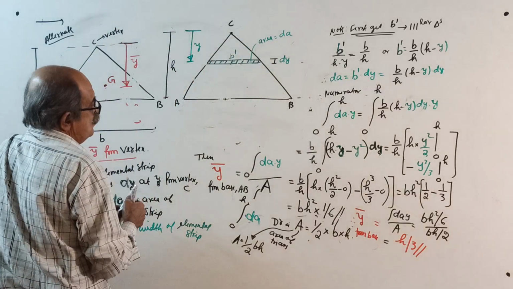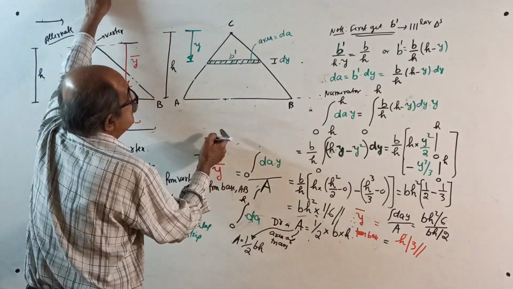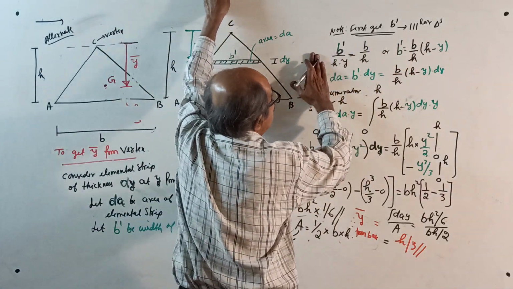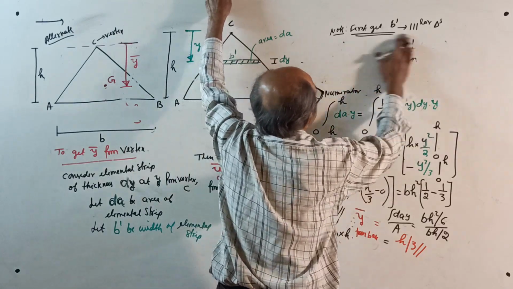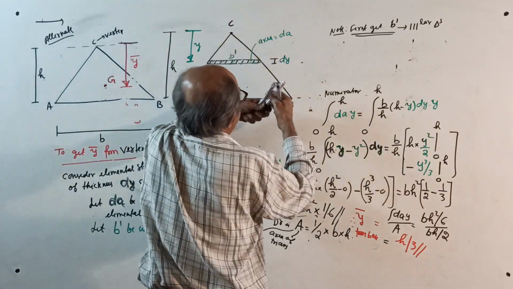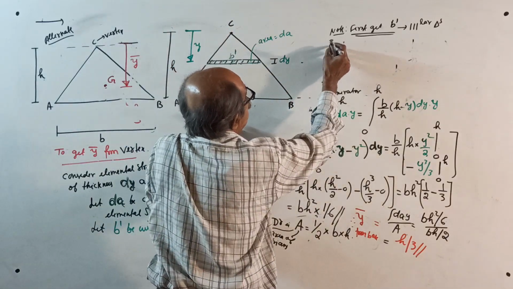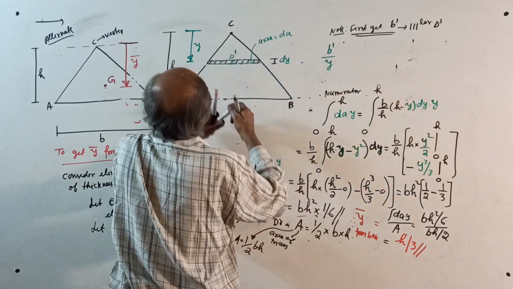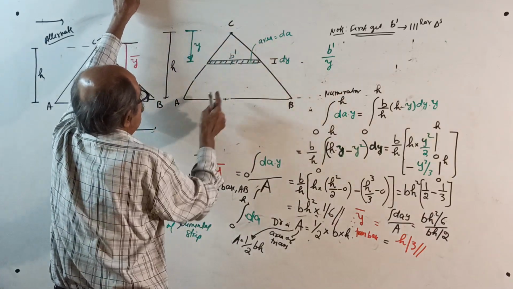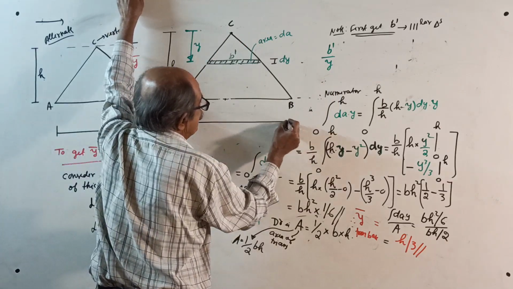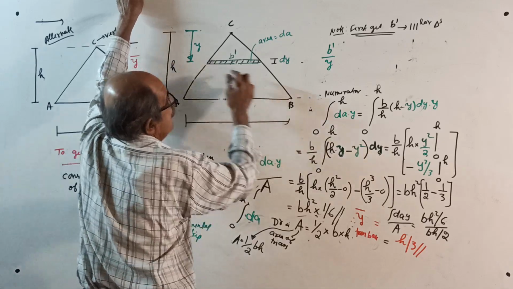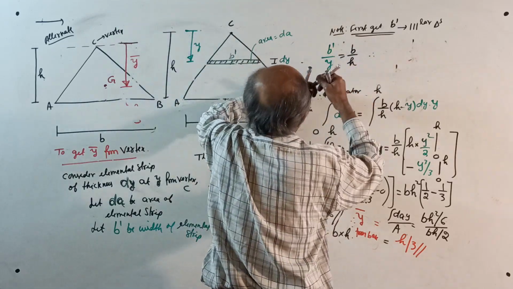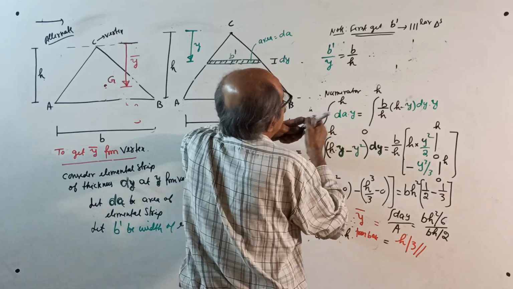Y is here. Now, therefore, first get B dash using similar triangles. Now see, it becomes a little easier for you. B dash divided by y equals base divided by height. So compared to last time, it is a little easier. Therefore, your B dash will become B by h into y.